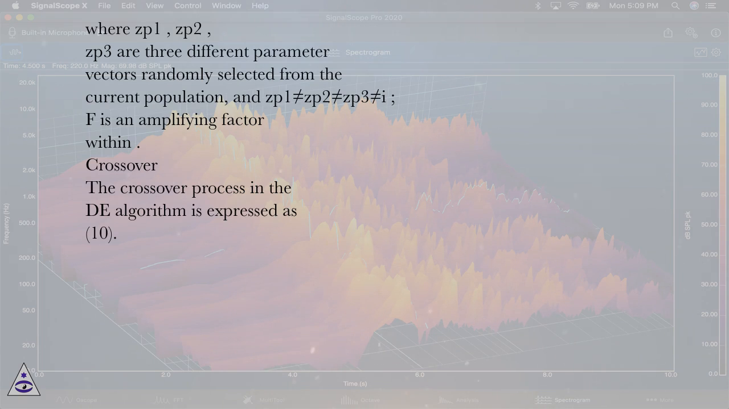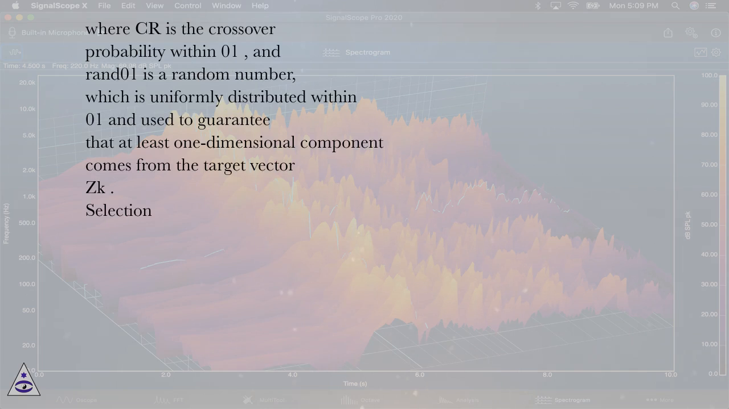Crossover. The crossover process in the algorithm is expressed as Equation 10, where CR is the crossover probability within (0,1), and rand(0,1) is a random number uniformly distributed within (0,1) and used to guarantee that at least one dimensional component comes from the target vector z_k.